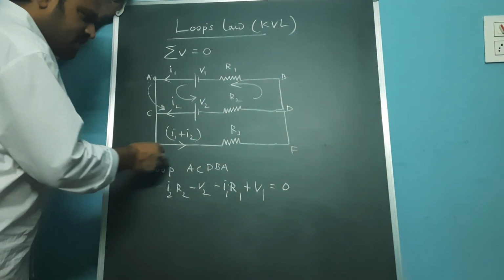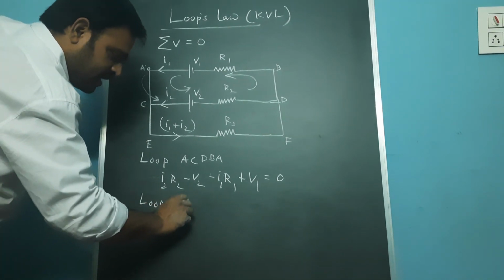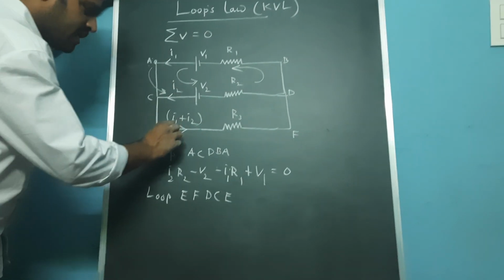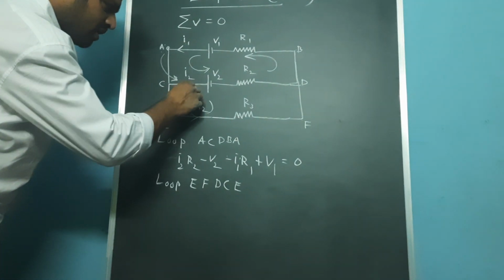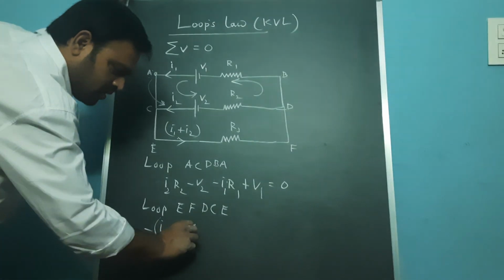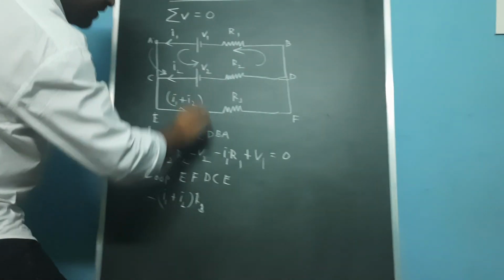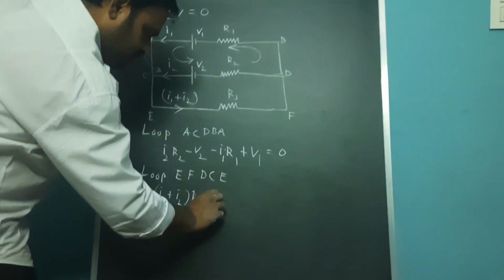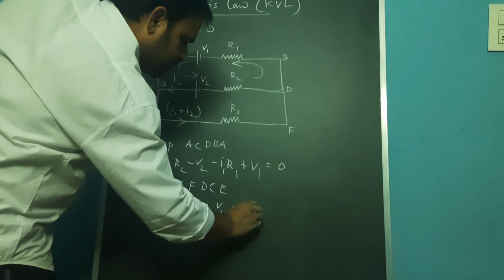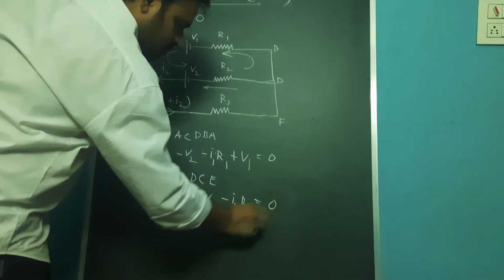And the second loop is E, F, D, C, E. Here you see the current is coming along with us. So minus (I1 plus I2) R3. Next, plus V2. Next, minus I2 R2, as it is coming along with us. Minus I2 R2 is equal to 0.